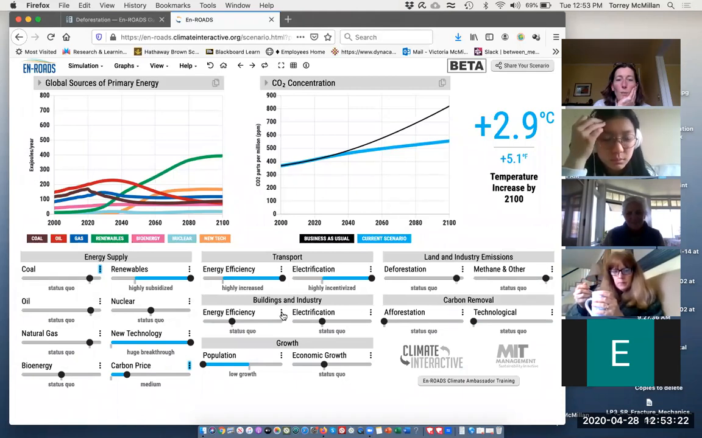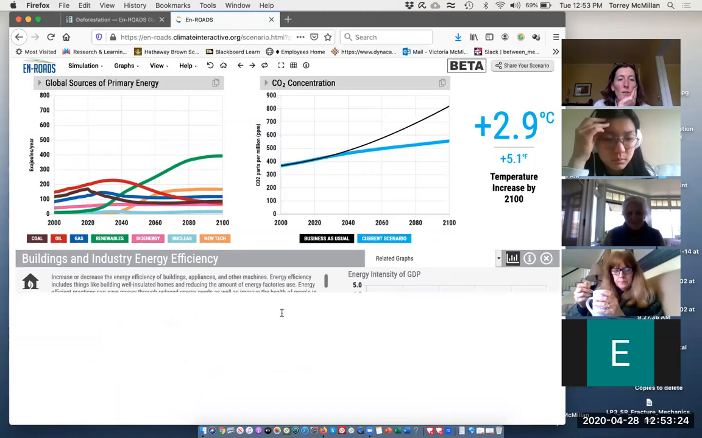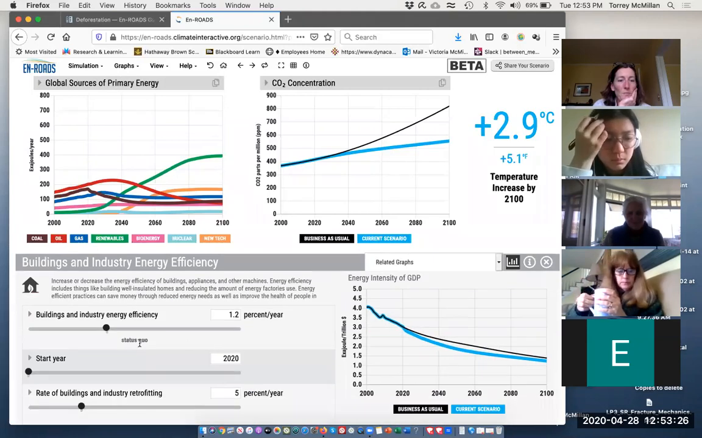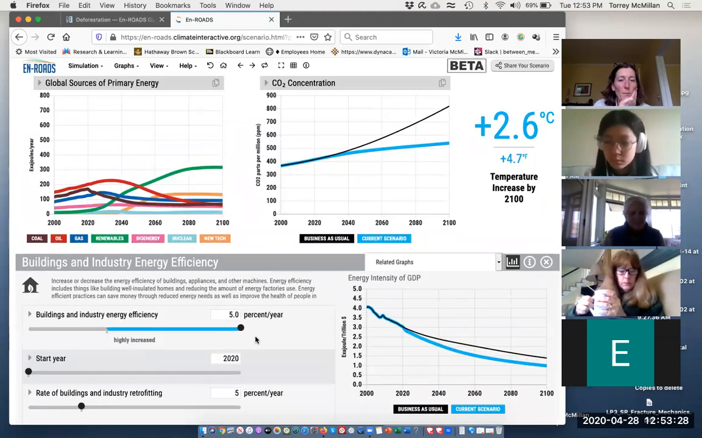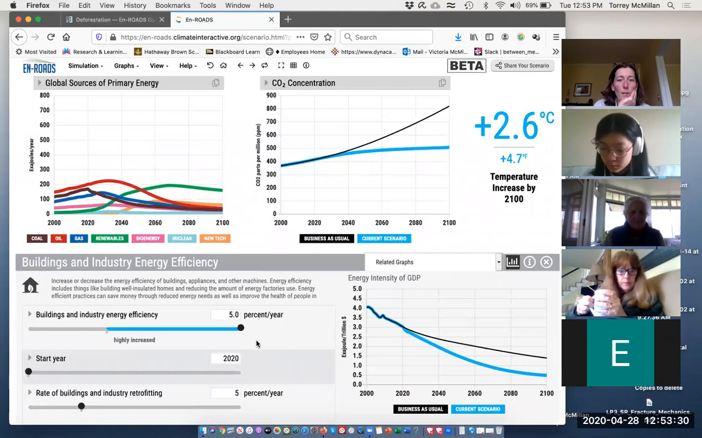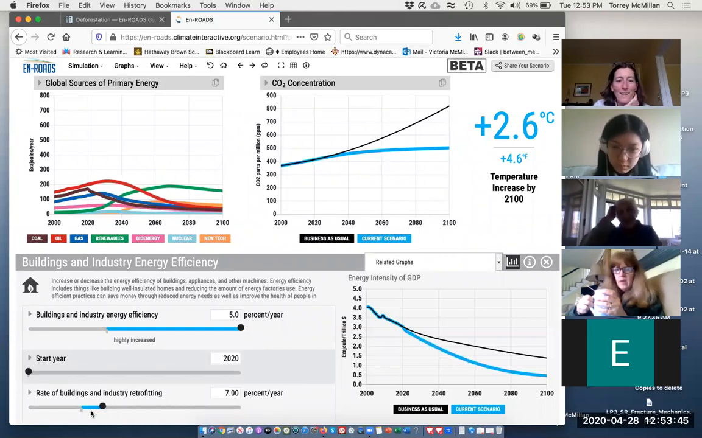Oh, we didn't do any of our buildings. Oh yeah, that was helpful, right? Yeah, so we're going to make them as efficient as we can. Oh, that helped a lot. Should we retrofit them even faster? Yes, we're going to retrofit 20%. Did that do anything? It didn't. It did not achieve any help for the temperature. That's interesting.